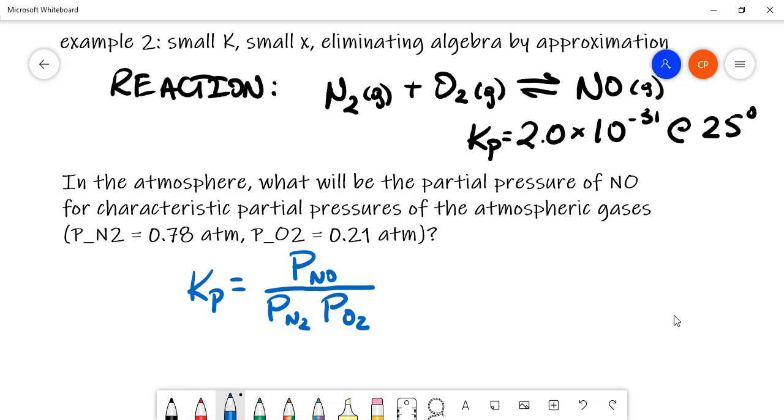Oh, I forgot something. Something small and subtle, but something very, very important. Is this balanced? What do I need to do to make this balanced? I better have a 2 right here. And the moment I put that 2 right there, what has to change in my equilibrium expression? What has to be squared? The pressure of NO.